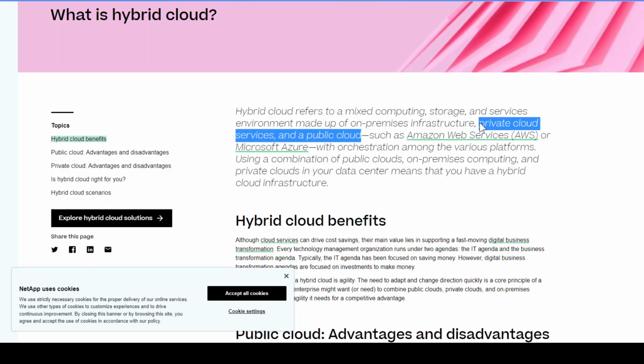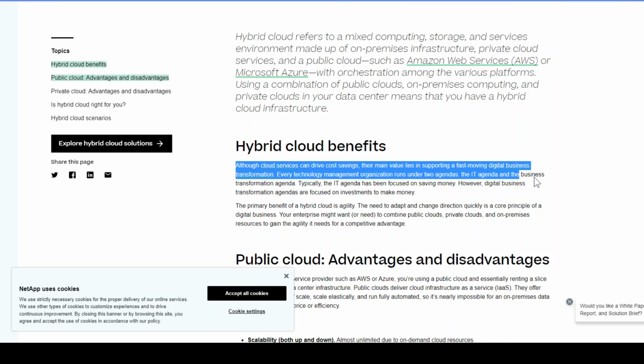Benefits ng hybrid cloud. Although cloud services can drive cost savings, their main value lies supporting a fast-moving digital business and transformation. When ventures to agendas, IT to the business, agents focus on making. Part of that is agility. They need to adapt and change direction quickly as a core principle of digital business.